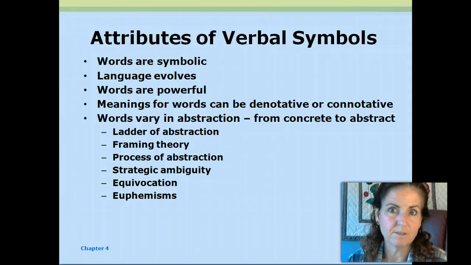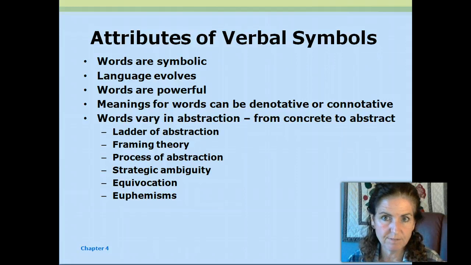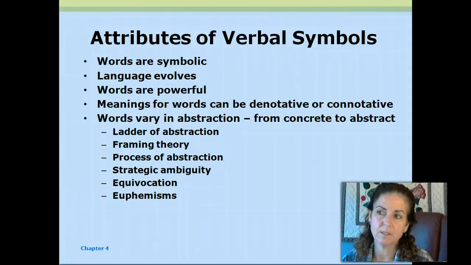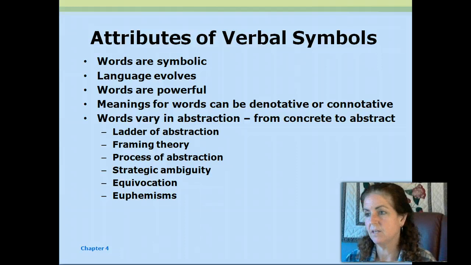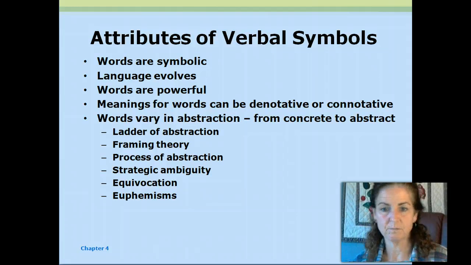Meanings for words can be either denotative or connotative. Hopefully you're familiar with those two words, but if not, quick review. Denotative is the dictionary definition. Connotative is the more subjective one. So the denotative definition, if I call somebody a pig, denotatively I'm calling them a farm animal. Connotatively, it's what I'm implying, that they're messy, they're sloppy, they eat a lot, maybe I think they're sexist, things like that.